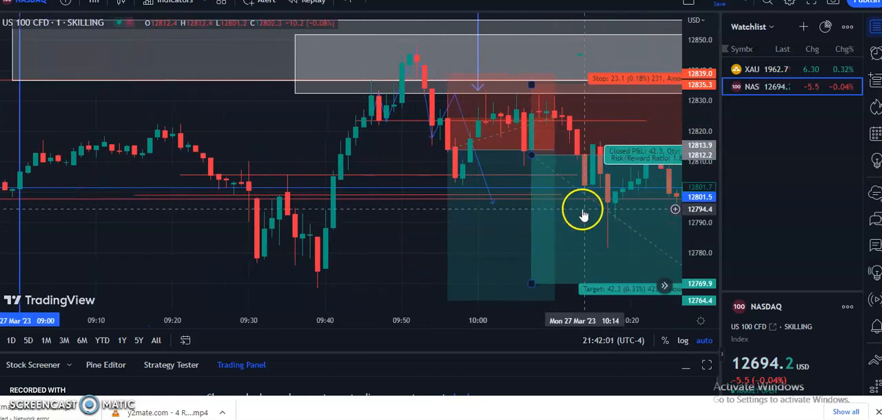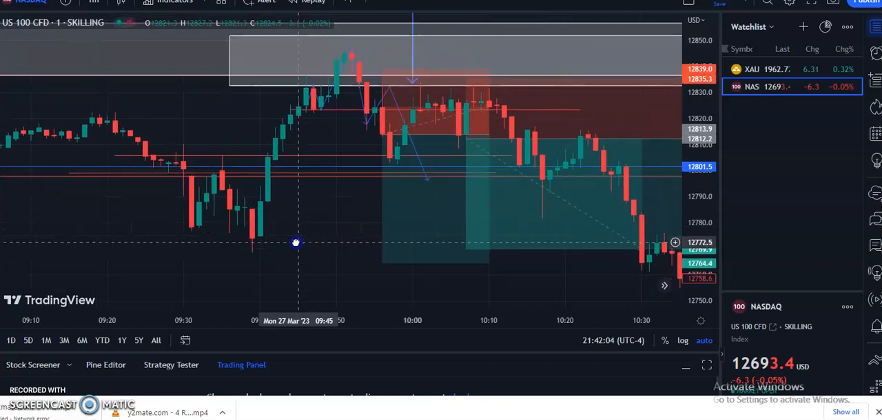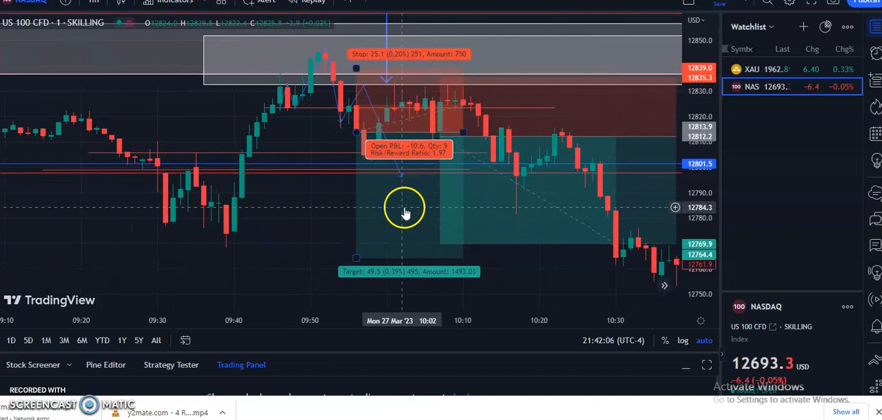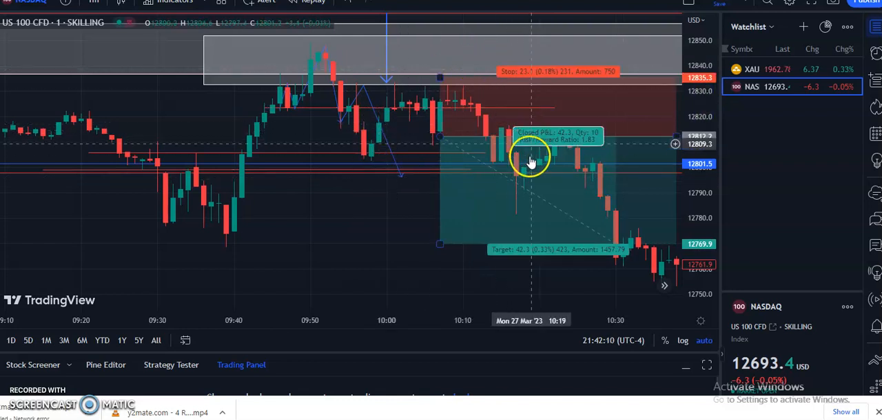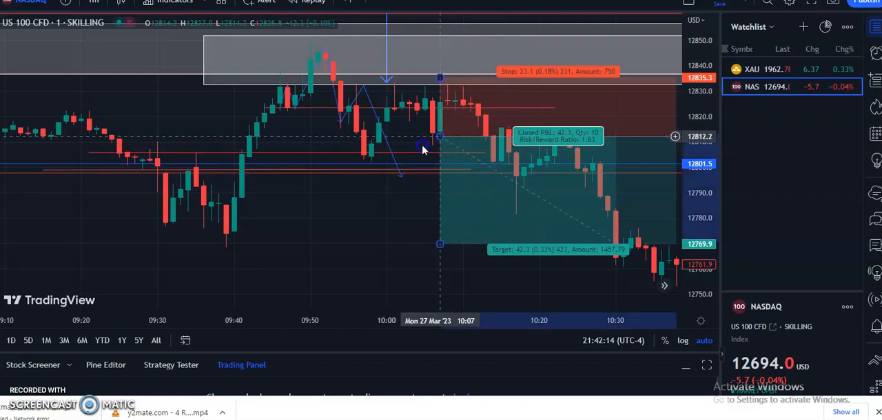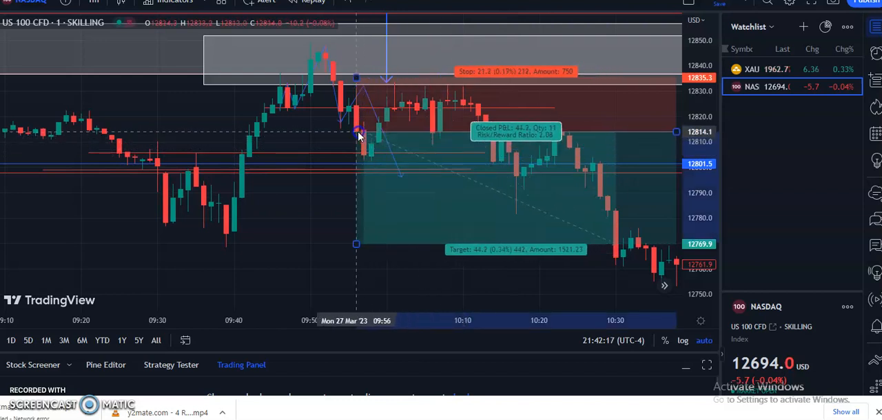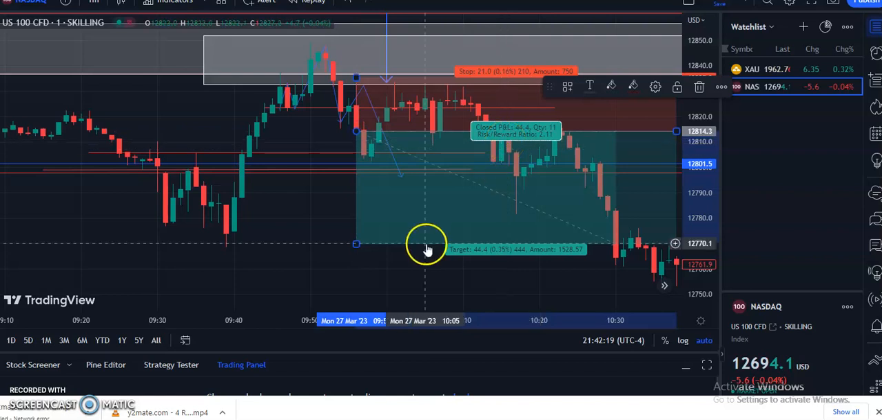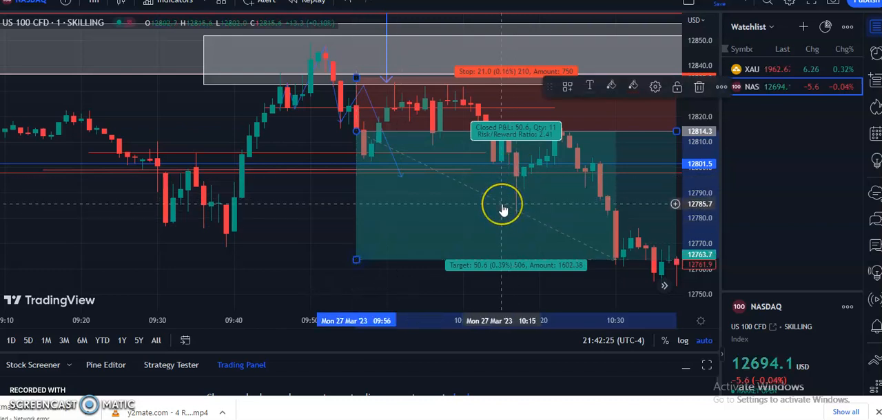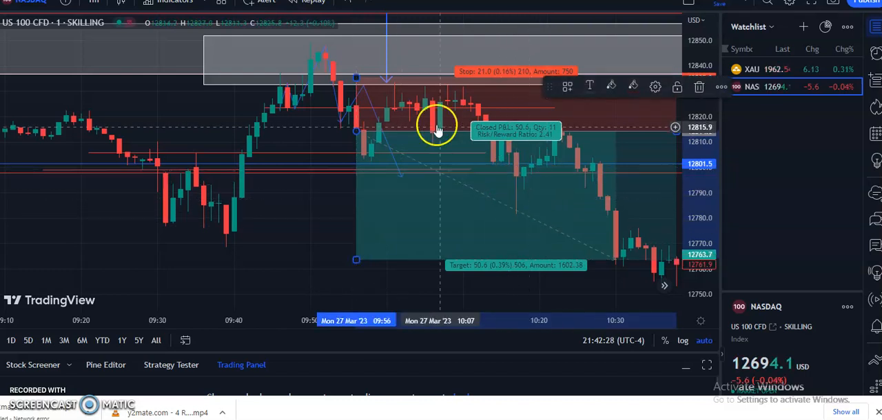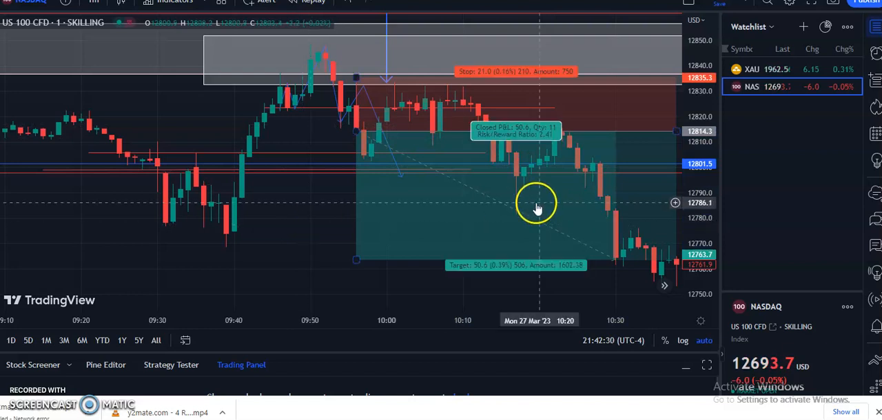And as you can see, the market did fall. But yeah, and this was the entry for your 50 pips. Let me call it 50 pips because, well, with Nasdaq, this is around 500 pips. So that was the trade in Nasdaq.